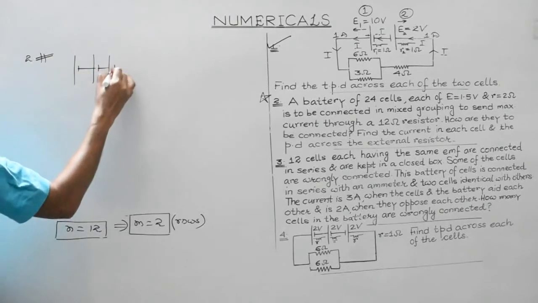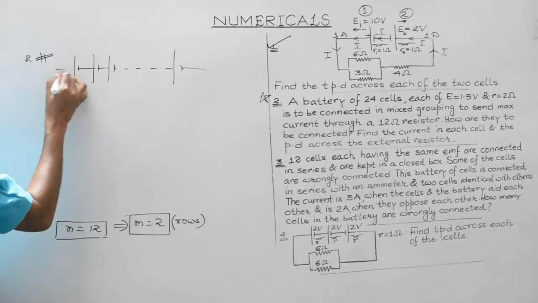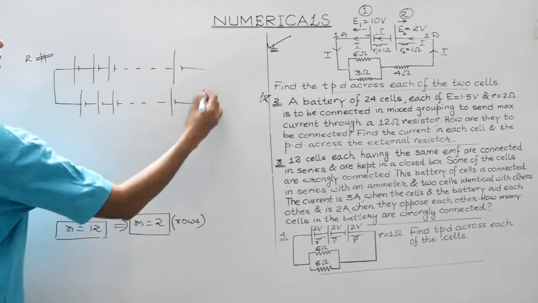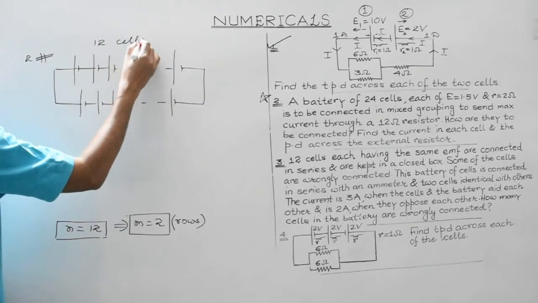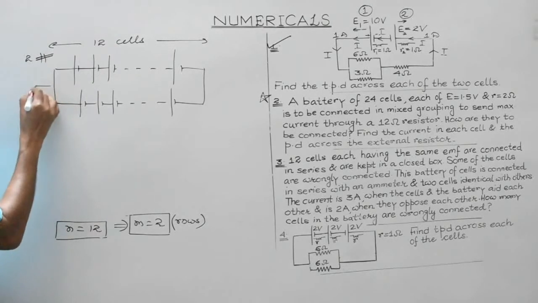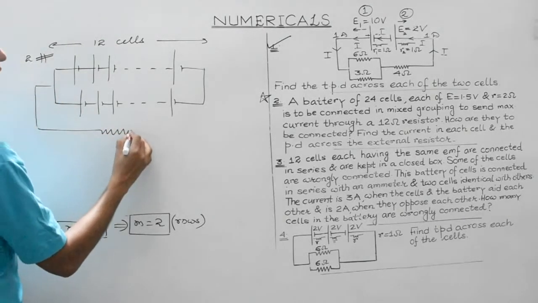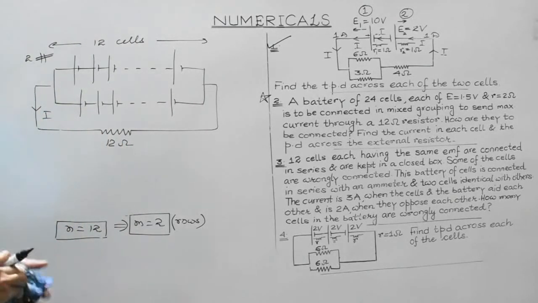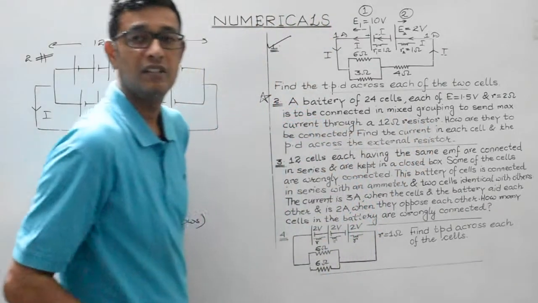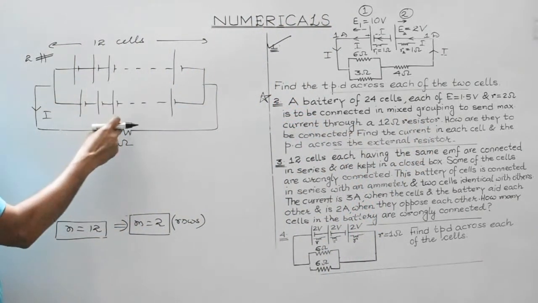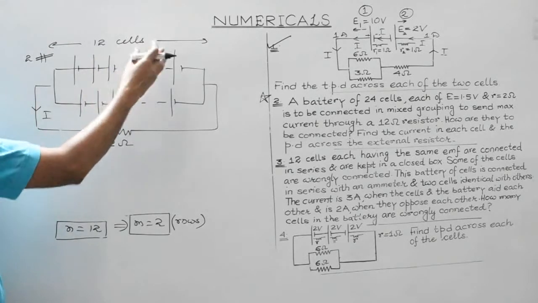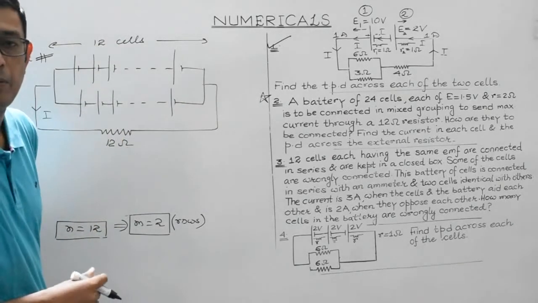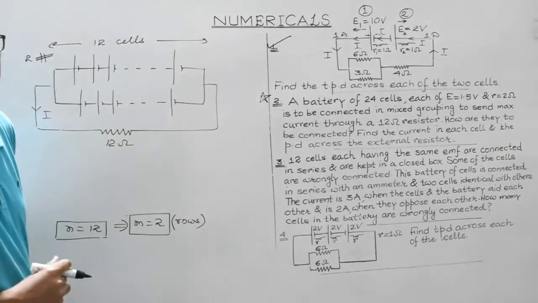There should be 2 rows, and each row must contain 12 cells connected in series. These are 12 identical cells which are connected in series, and these are the 2 rows. And this is the external resistance, that is 12 ohm. So first part we have done. So how are they to be connected? 24 cells are to be connected in this particular manner, in the form of 2 rows, each row containing 12 cells connected in series. So this mixed grouping of cells will be capable of giving maximum current, isn't it?